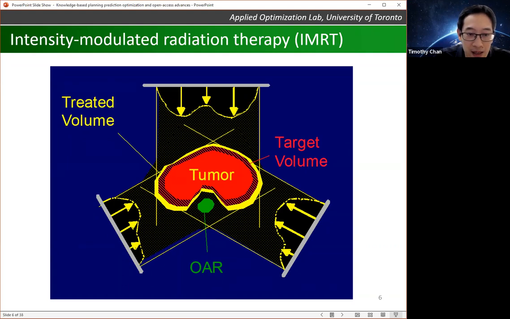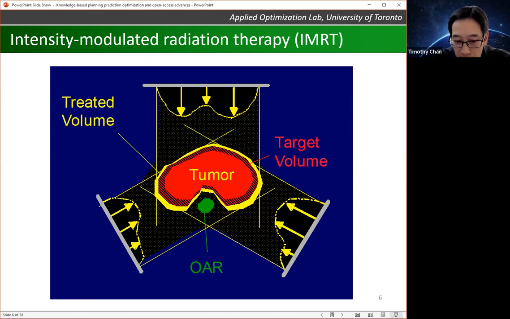Okay. So everything that I've described up until now as background was relevant 20 to 30 years ago. So we would take an image, we would draw on the image the structures that we want to deliver radiation to, the structures that we want to avoid, and then optimize the beam based on the image. Okay, and the key is that this process would iterate potentially multiple times. And for very complex tumor sites with lots of organs at risk, you might iterate many, many times until you get a solution.